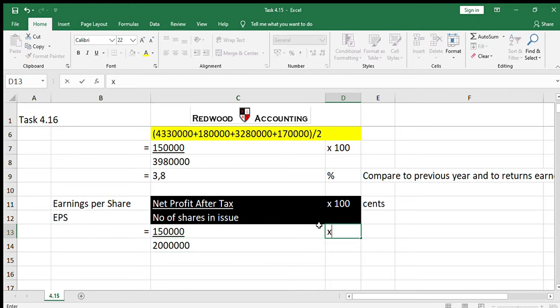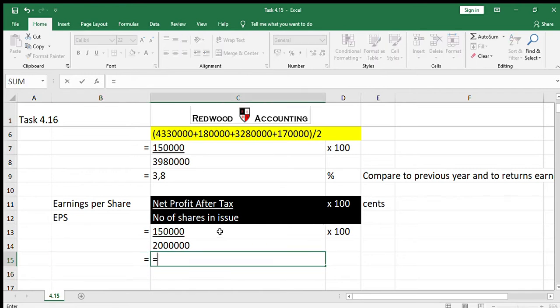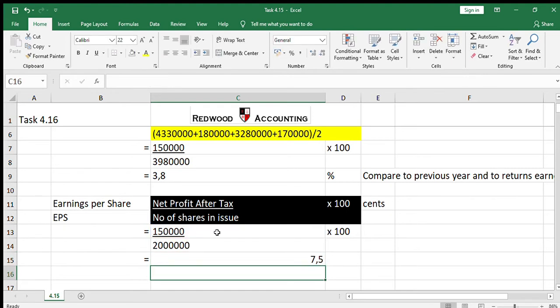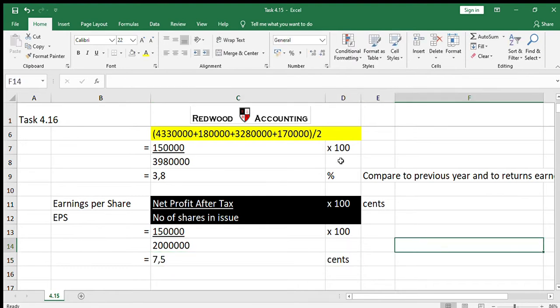Okay, you're going to multiply your answer by 100 because you want it to be in cents. Okay, and then we're just going to do the calculation. Okay, again, multiply by 100. Okay, so our answer is 7.5 cents.